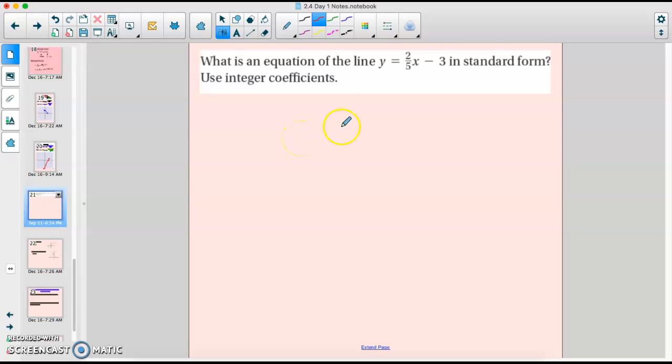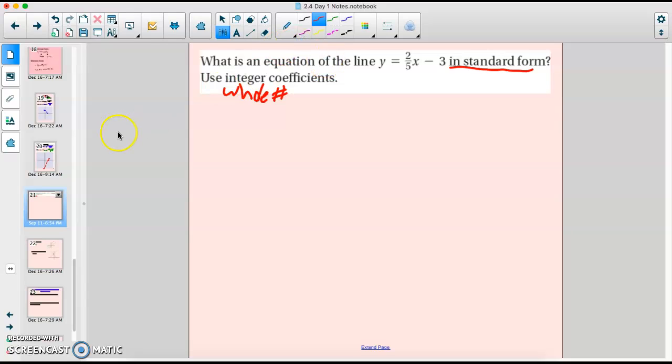Now, we have an equation of a line, and it's in y equals mx plus b. And we need to get it into standard form. And it says use integer coefficients. That means whole numbers, no decimals, no fractions.